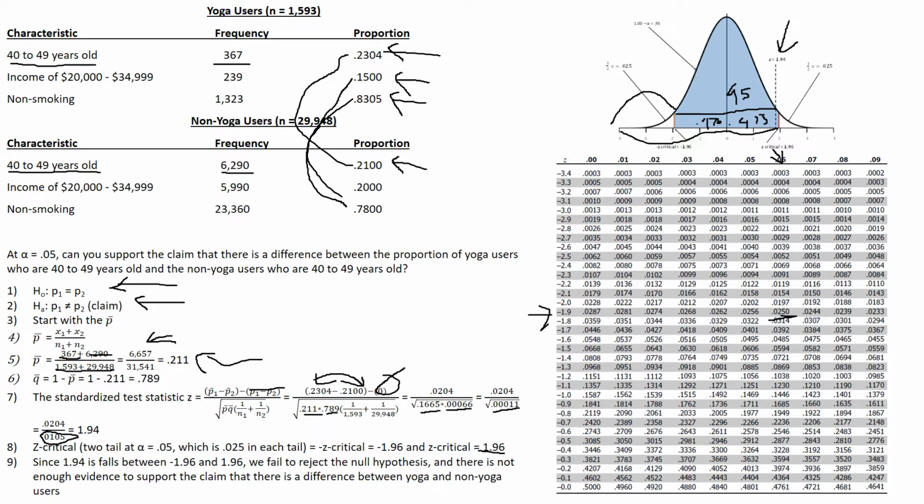And that's where it comes from. And remember, it's symmetrical, so it's going to be negative and positive 1.96. And since z is 1.94, that falls barely in the fail to reject region, which means we cannot support the claim. The population of yoga users versus the non-yoga users are not statistically different.